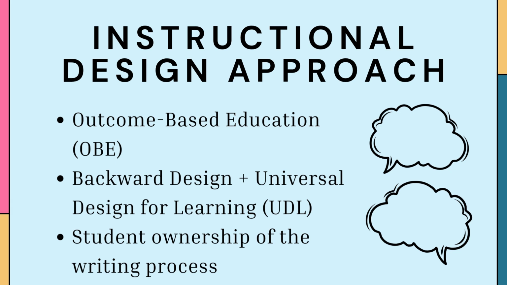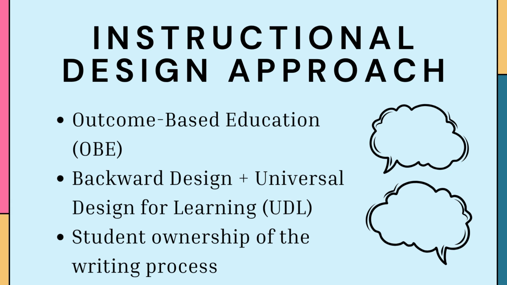This design follows outcome-based education, ensuring students demonstrate mastery of writing goals. I used backwards design to align the desired outcomes with assessments and instructional activities from the start. Universal design for learning supports flexibility. Students can respond through writing, audio, visuals, or peer interaction. Each student may take a different path to expressing their ideas, which honors their learning differences and encourages voice and choice.